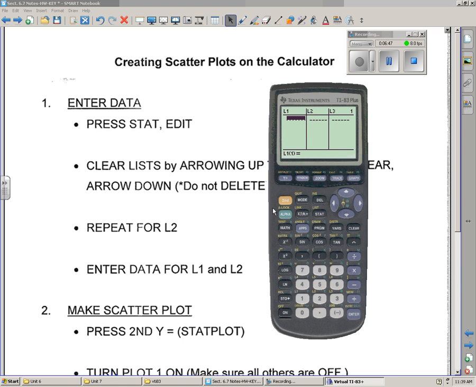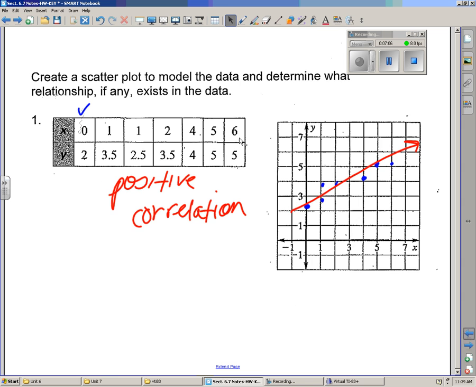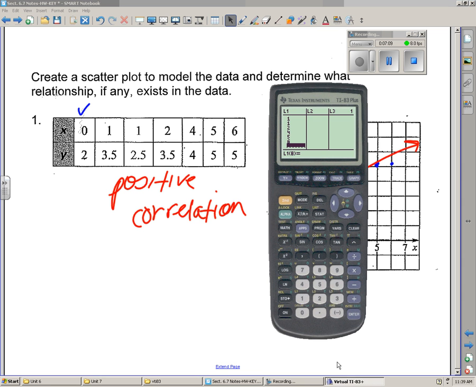So what has to happen is you need to make your lists. Your list 1 is always everything that's in the X. So for my list 1, I'm going to type in 0, 1, 1, 2, 4, 5, 6, hitting enter after each one. I'm using this first graph, copying this particular grid. Now I'm going to arrow over to list 2, and in list 2, I'm going to type in my values: 2, 3.5, 2.5, 3.5, 4, 5, and 5.